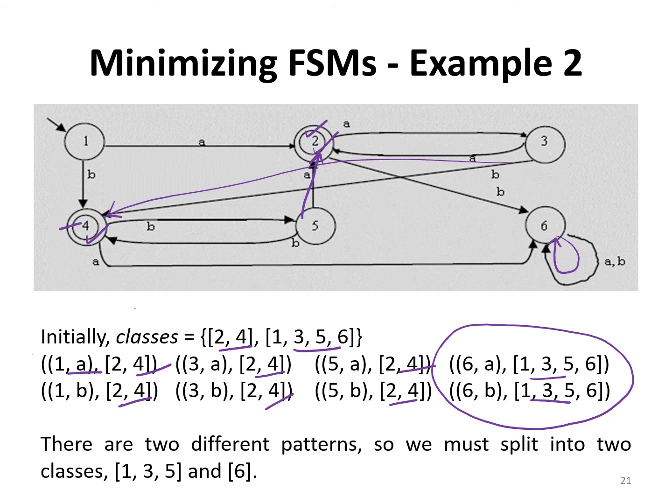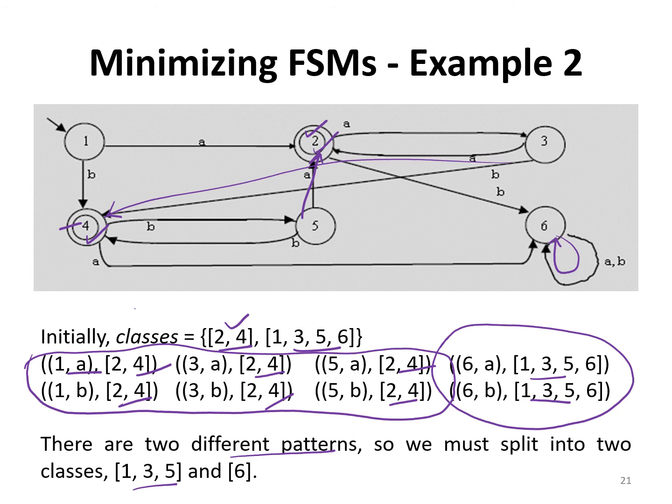Whereas 1, 3 and 5 are in the same pattern. 1a, 1b, 3a, 3b and 5a, 5b are going to the same class 2, 4. That is, they are indistinguishable from each other and can be kept in the same state. So there are two different patterns, split into class 1, 3, 5 and 6.